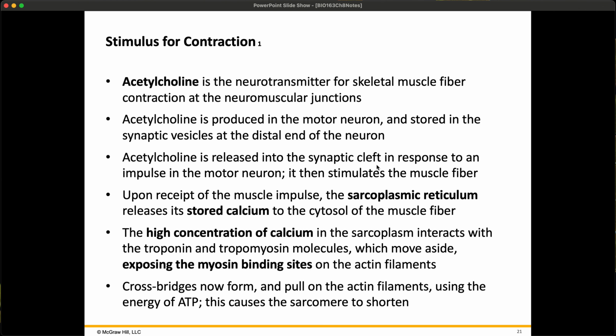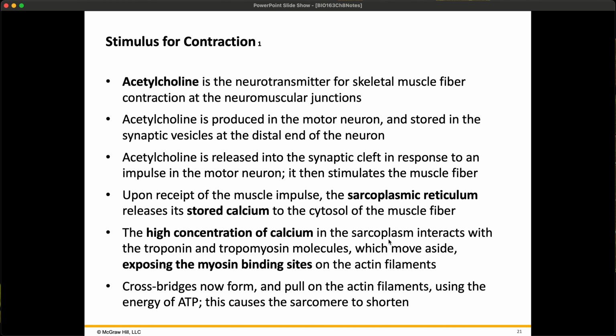Acetylcholine gets released into the cleft after you get the impulse, when it stimulates the motor end plate of the muscle fiber. Once the muscle receives that impulse, once the sarcolemma has been depolarized, the sarcoplasmic reticulum is going to release its stored calcium, and that's what's going to allow the troponin and tropomyosin to move out of the way. You have to have calcium binding to those regulatory proteins to get them to change their shape. Once they do that, then myosin can bind actin.